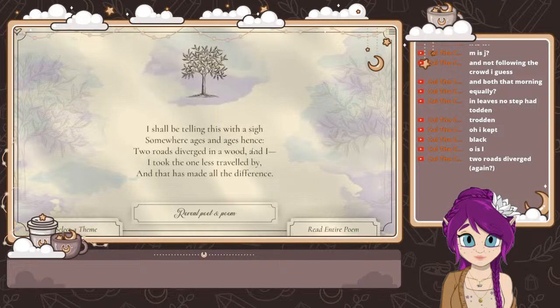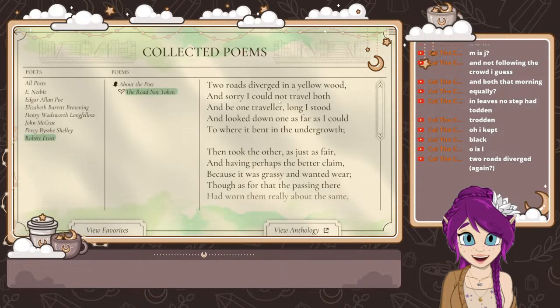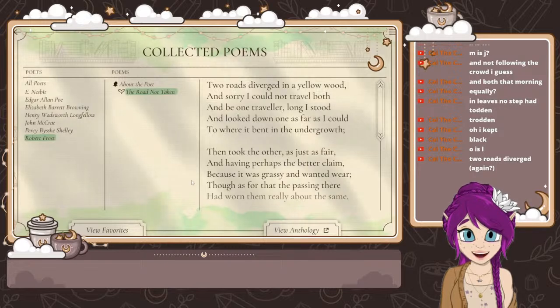Aww. The roads not taken. Robert Frost. I think I've heard this one before. Or I've heard like the story of this one. 2 roads... Okay.